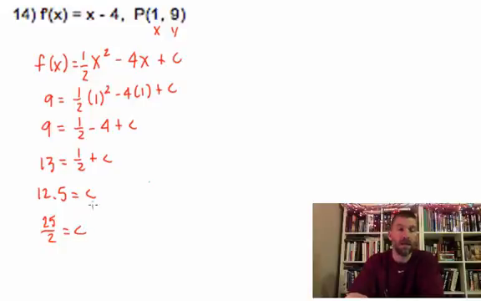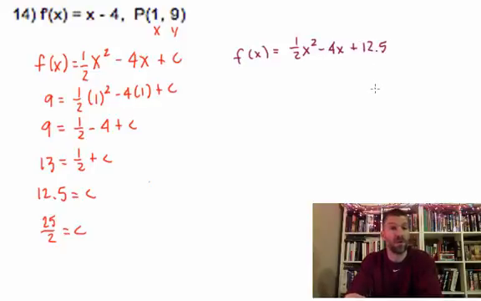And then you just write your function now. What is the function? What is the answer? What is the solution that we're looking for? Well, we're looking for this guy right here. f of x equals 1/2 x squared minus 4x plus 12.5. How about that? Pretty cool stuff.